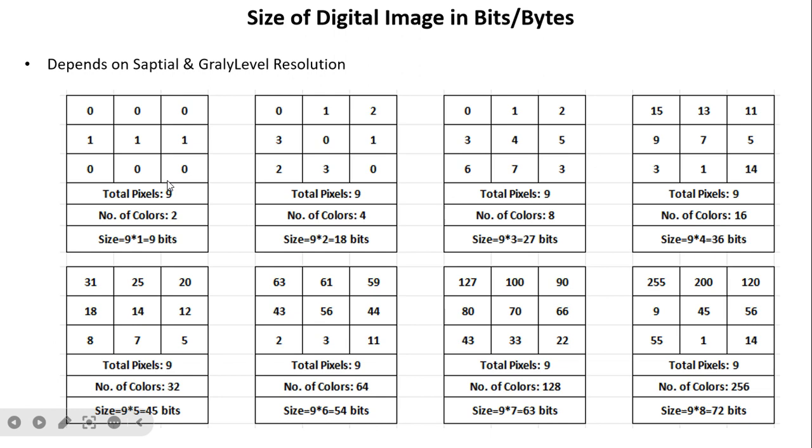So as we can see, as more colors occur in an image, the size of the image increases. That's why it depends on spatial resolution, that is the total number of pixels, and on how many colors we are using for this image. So as we increase the number of colors, or tonal resolution, the size of the image also increases.